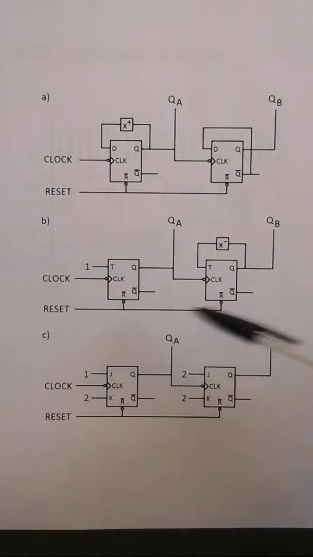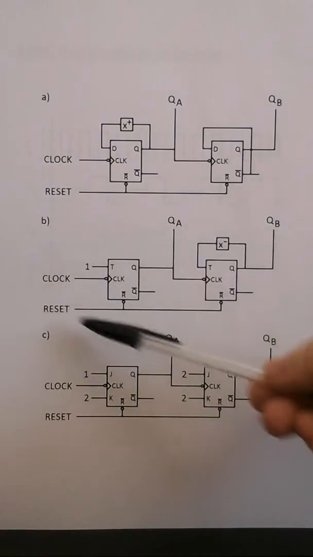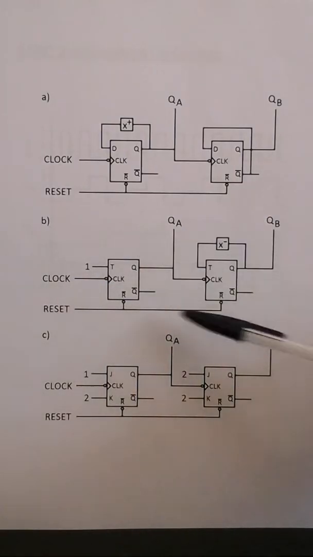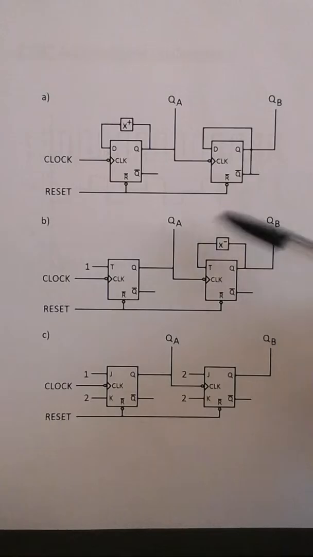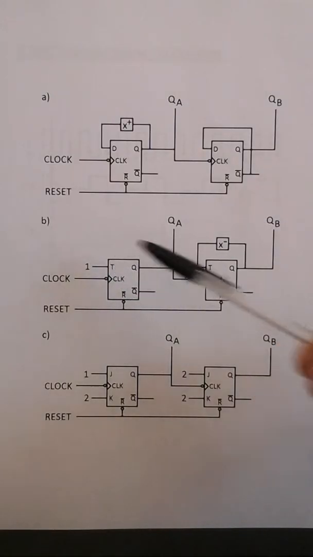Circuit B, we're using T flip-flops. This is the divide by 3 stage and the divide by 2 stage, with this predecessor function from Q to T for the divide by 2, and for the divide by 3, T is set to 1.